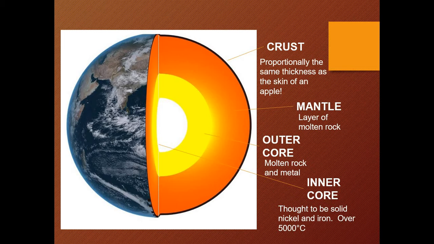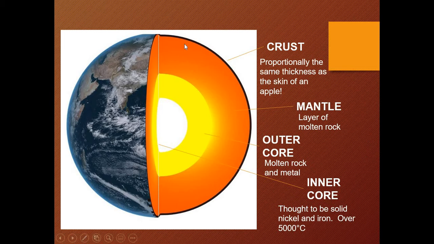Underneath the mantle, you've got the outer core. So as you see, we've got the crust going on the edge. You've got the mantle below it. This is where our plates kind of float on and move around. And then we've got the outer core, which again is molten rock and starts to be some metal. And the inner core, which is thought to be solid nickel and iron. It's over 5,000 degrees when you get to the inner core.